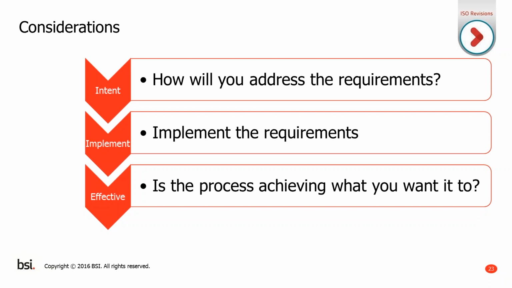The next level is, okay, we've identified how we address these requirements. The next step is to actually implement those changes to actually meet those requirements. So we need to consider how those requirements are rolled out across our organization, how those changes are rolled out across our organization. And then the third consideration is, okay, we're now saying the right things, we're doing what we're saying, but is our management system effective? Is it achieving what we want it to do for us?